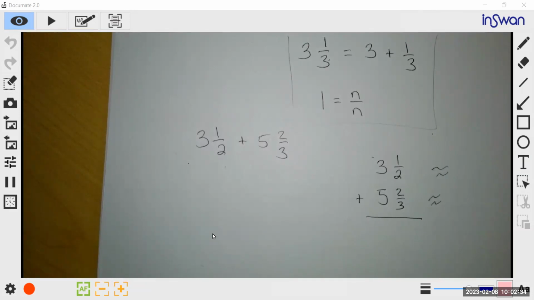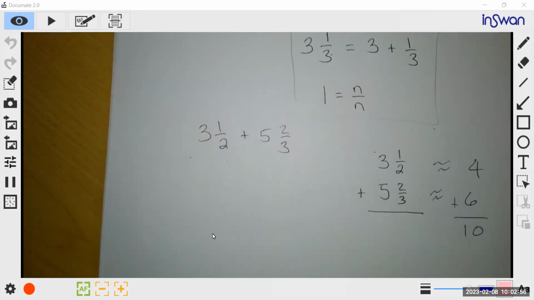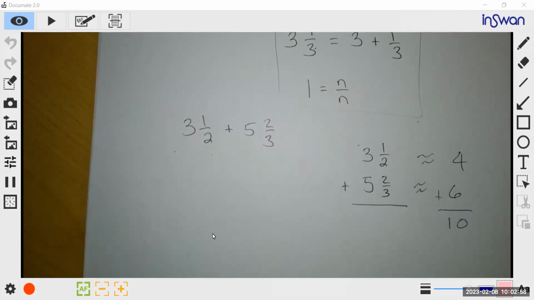Up, yeah, because anything from 0.5 on up, we go up. Anything from 0.4 down, we leave it alone. Just drop it. So this one rounds up to 4. 5 2/3 goes up around to 6. So if we add those two together, our answer should be around 10. Give or take some numbers. So far, so good? Because this is just either you round up or just leave it alone. Since both of those were closer to the higher numbers, we went up.